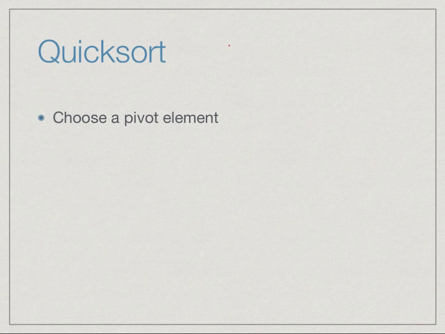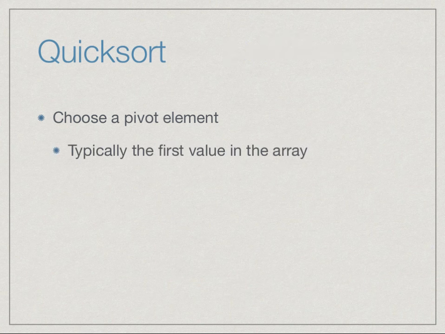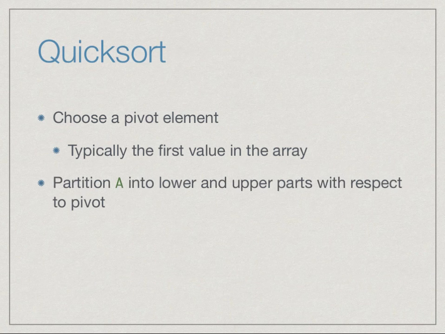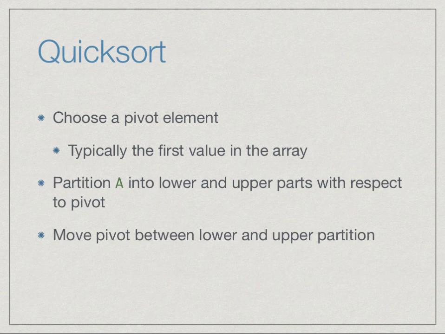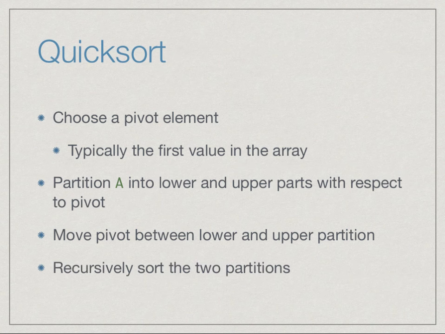It was invented by Tony Hoare in the 1960s and is one of the most famous sorting algorithms. We choose a pivot element, which is usually the first element of the array. We partition A into the lower part and the upper part with respect to this pivot element. So we move all the smaller elements to the left and all the bigger elements to the right. And we make sure the pivot comes between the two, because we have picked the first element of the array as the pivot, so we want to move it to the center between the lower and the upper part. And then we recursively sort the two partitions.